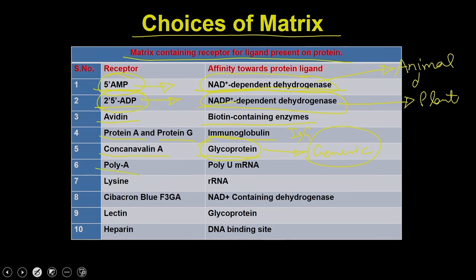Then you have poly A sepharose, which has affinity against poly U messenger RNA. Then you have lysine, which has affinity for ribosomal RNA. So that is again generic. It is going to let you purify all the ribosomal RNA present in the cell. Then this is an example of dye affinity chromatography, where the Cibacron green F3GA blue, called the blue sepharose, has affinity for NAD plus containing dehydrogenases. Then you have lectin having affinity for glycoproteins, and then you have heparin sepharose, which has affinity for DNA binding proteins.